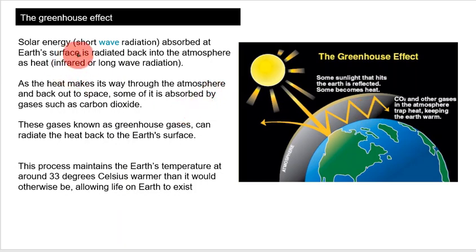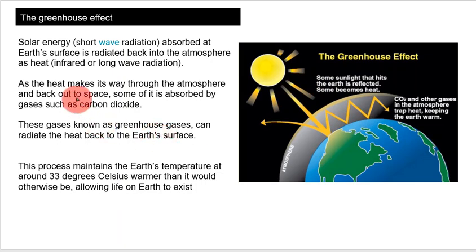Solar energy, which is short wave radiation, is absorbed at the earth's surface, and it's radiated back into the atmosphere as heat. The heat from the sun, this UV light, is a short wave radiation. Radiation travels in a wave, and it penetrates down through the atmosphere and heats up the earth. Then the heated earth bounces the heat back up through the atmosphere and back out into space. This normal process allows the earth to heat up and keep its temperature, and that enables us to survive on the earth.